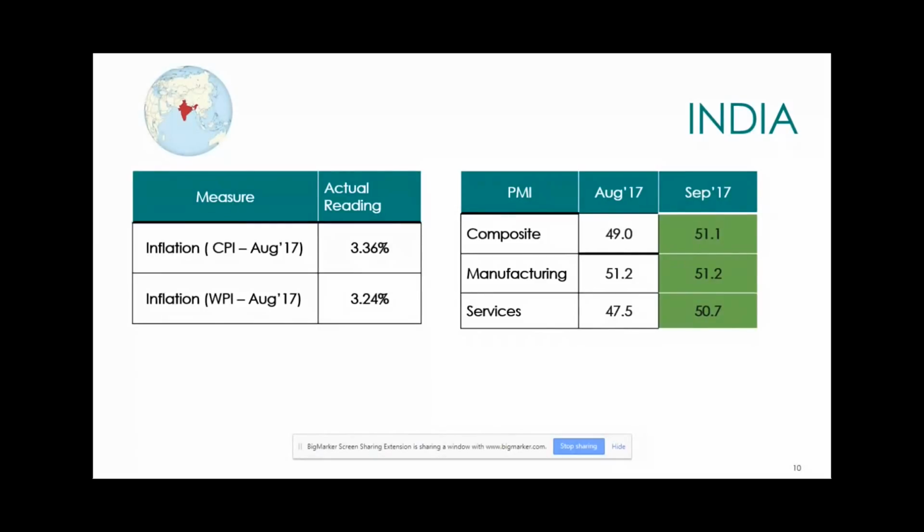Now, looking at inflation for India. Apologies for the technical glitch there.